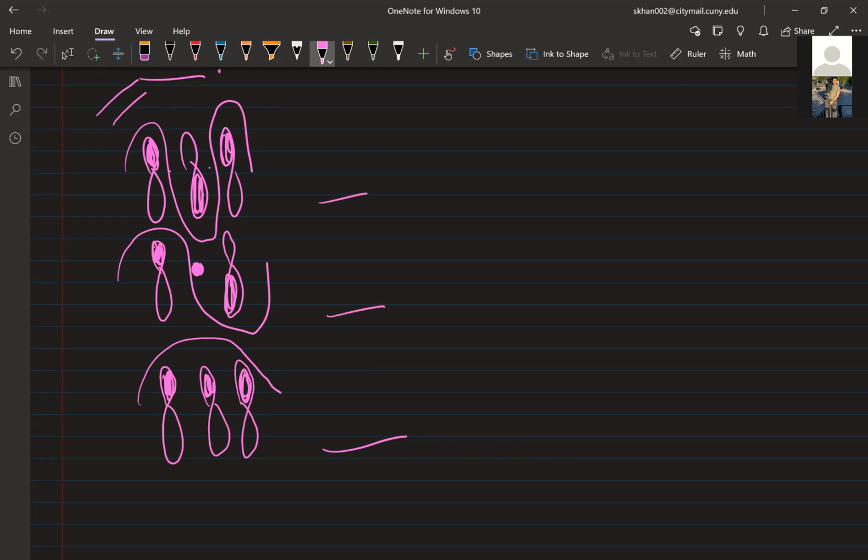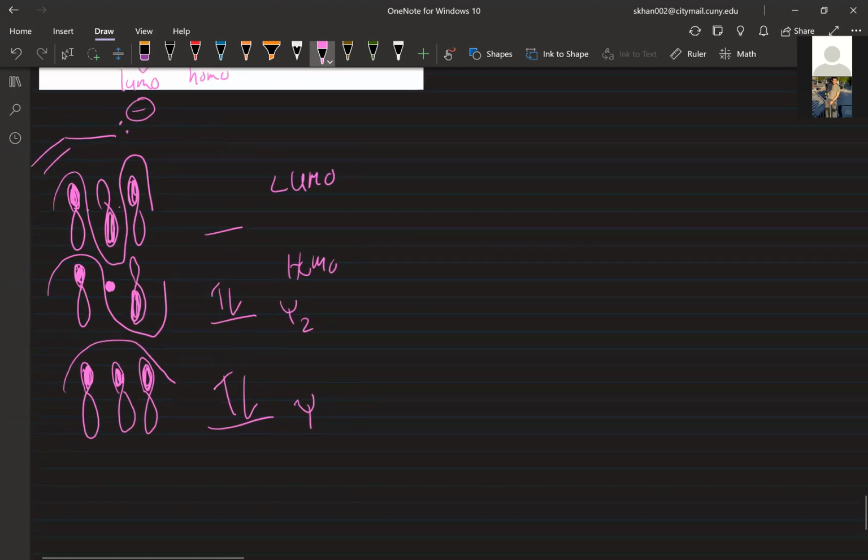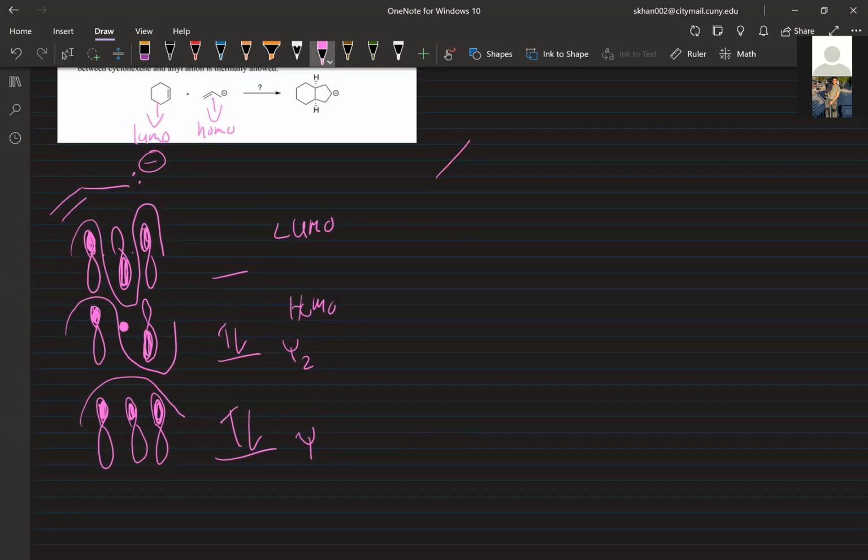How many electrons did we have? 4, right? And this is the HOMO, and this is our LUMO. And now if you look at the other one, how many p orbitals?